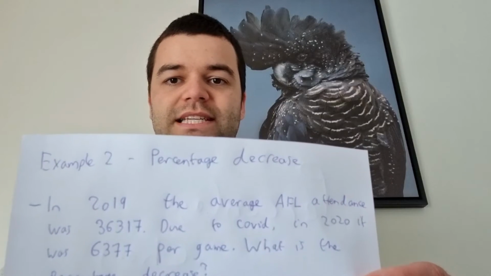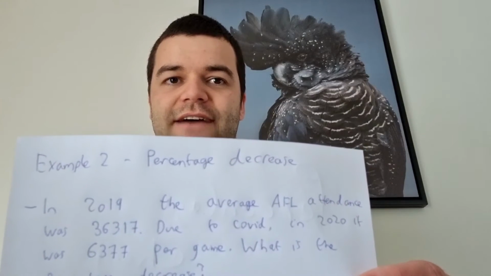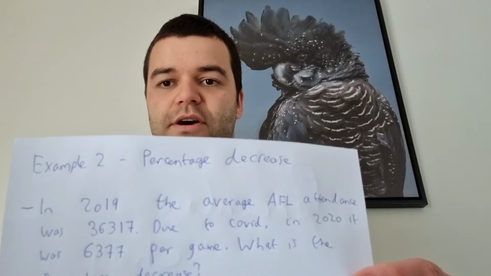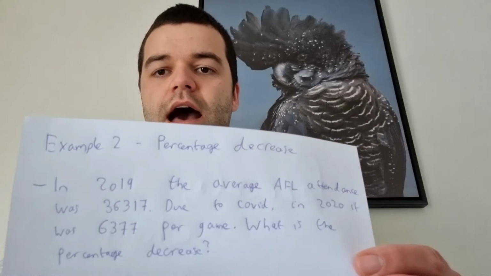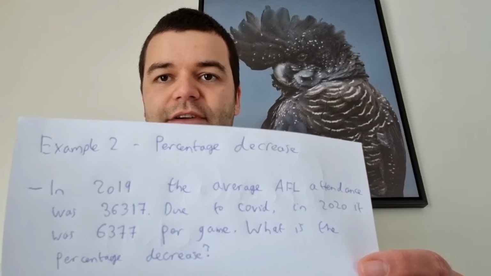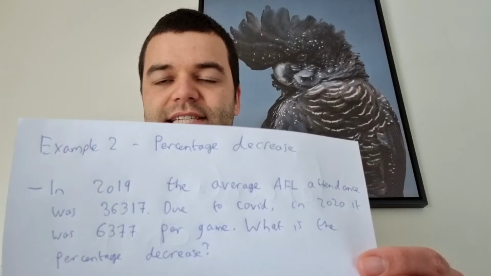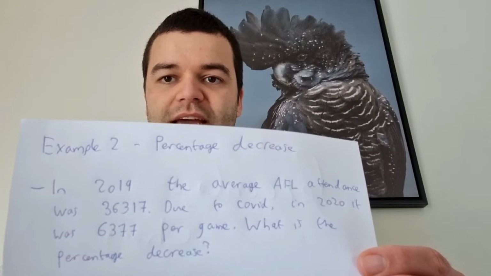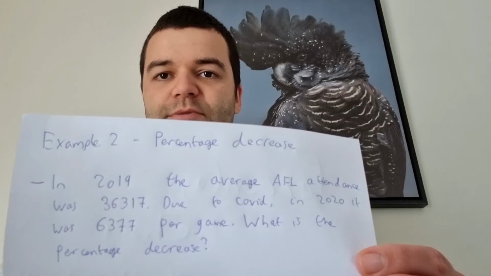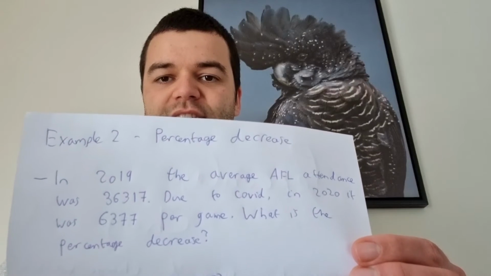So I've put that in 2019, so pre-COVID, the average AFL attendance was 36,317 per game. But in 2020, due to COVID, that was down to 6,377 per game, because obviously a lot of games were played with no crowds at all, and then even when they brought the crowds back, they were smaller. So we're going to use that to work out the percentage decrease.